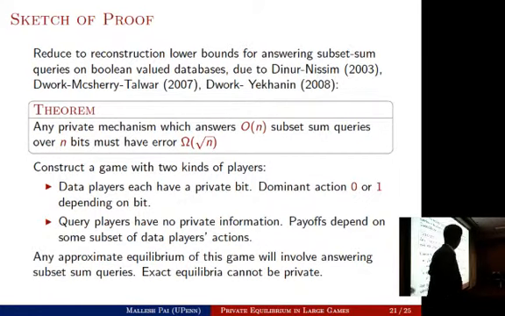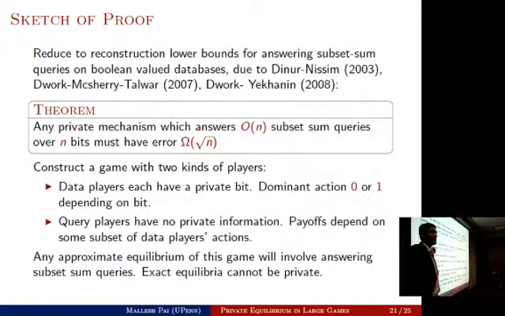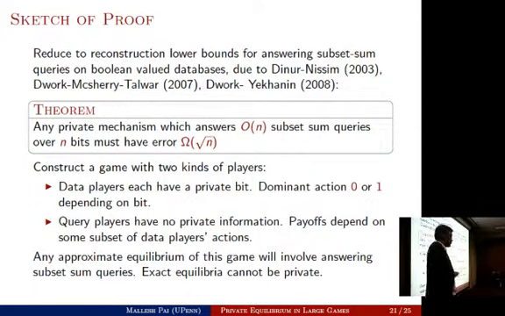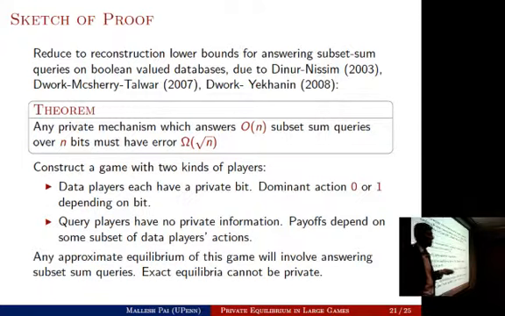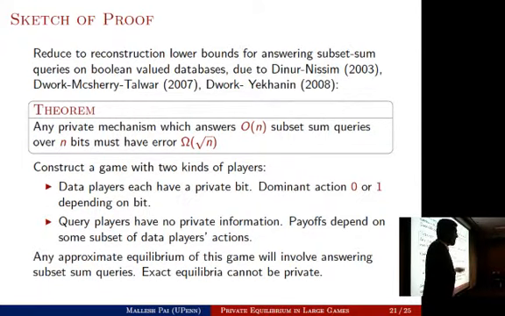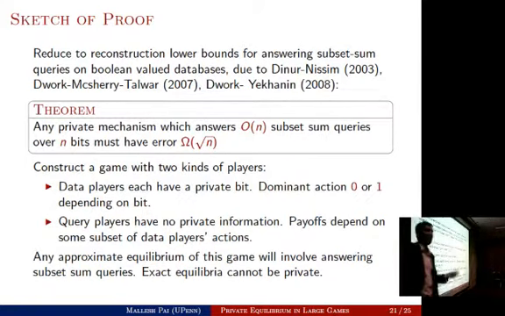So their payoffs are only going to depend on the particular data players to whose subset sum they correspond. And their best responses are going to appropriately depend on the sum of the private information of the data players. The query players themselves have no private information. All right? What we're basically going to show is that any approximate equilibrium of this game will involve answering subset sum queries, and therefore anything that's more exact than square root n can't be private.